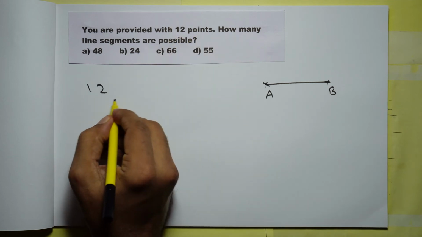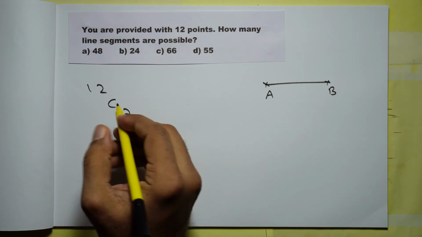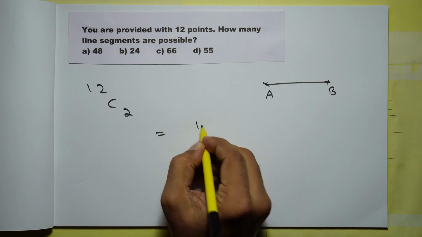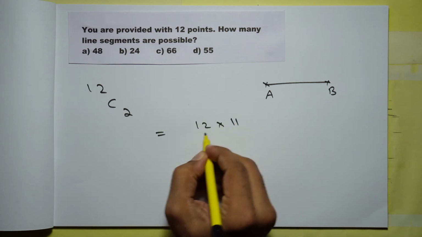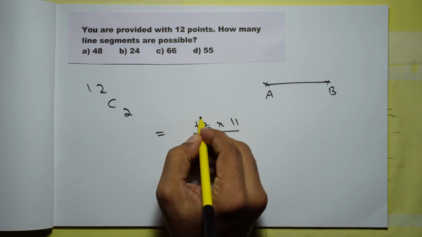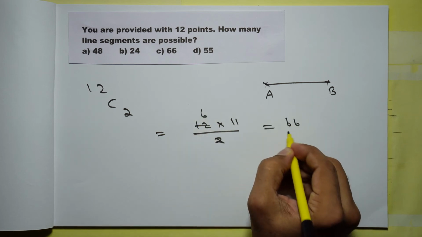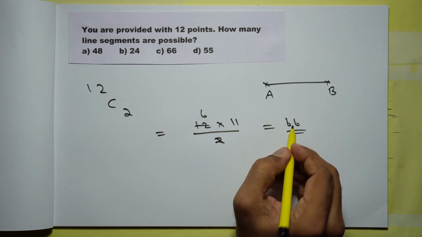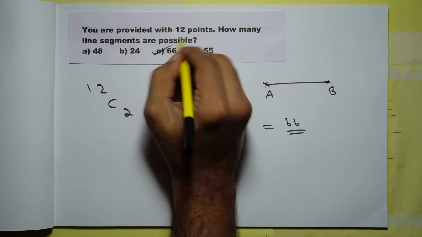So from the 12 points, you need to choose any 2. So we'll substitute into the combinations formula. So that will be 12 into 11 by 2. 2 divides 6 times. 6 into 11, 66. Hence altogether 66 line segments are possible. Option C.